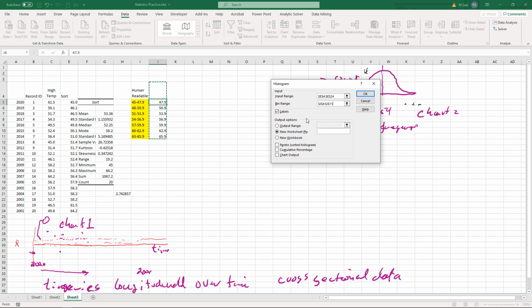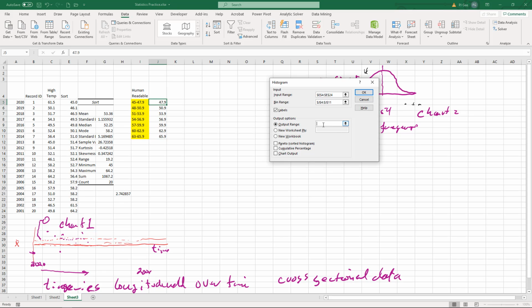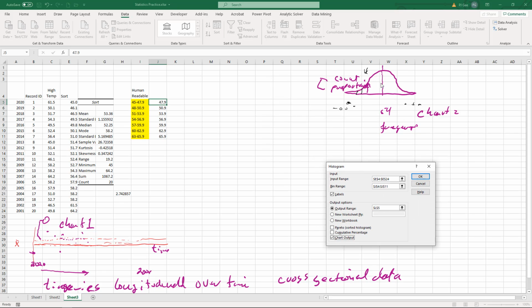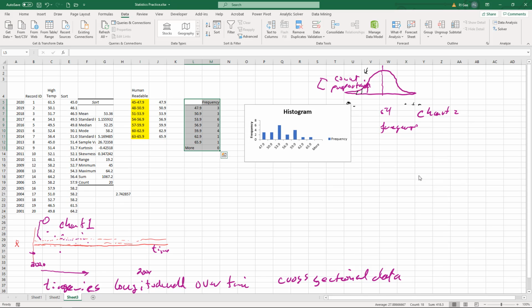Output options: we're going to put the output range right next to it, like right here. We'll skip the Pareto and cumulative percentages, and go for the chart output, because that saves us the task of what we're after. We want to create a chart of that data, and that's going to look like a normal distribution. So we click OK.